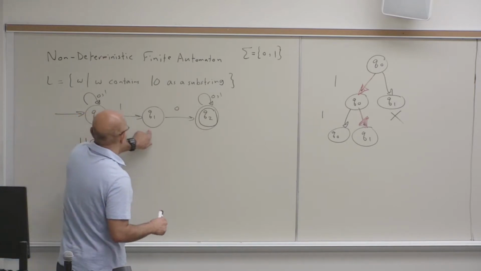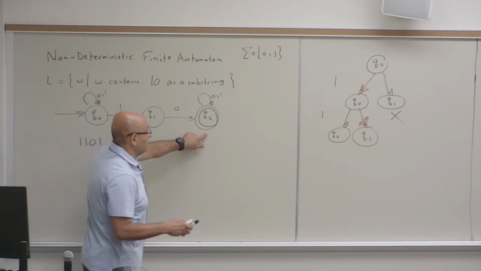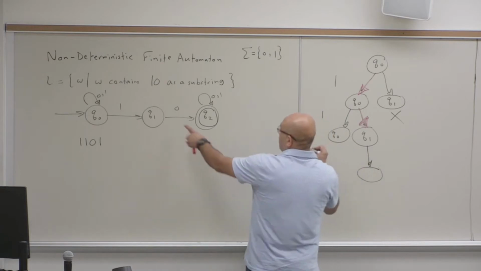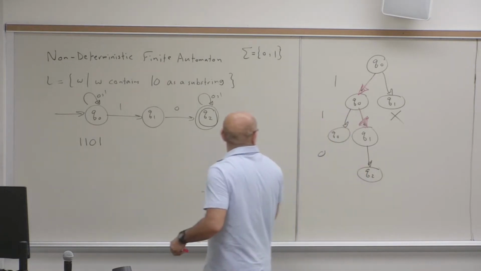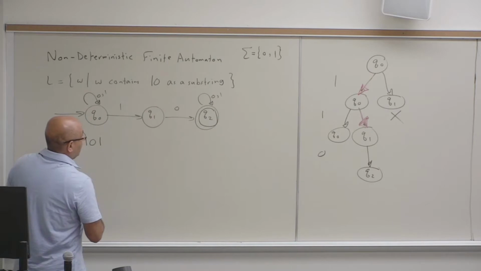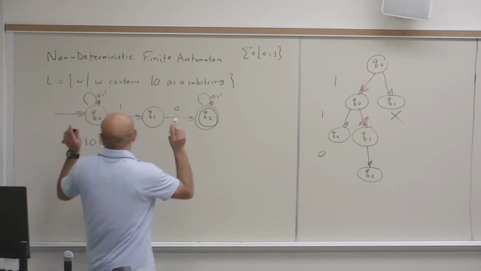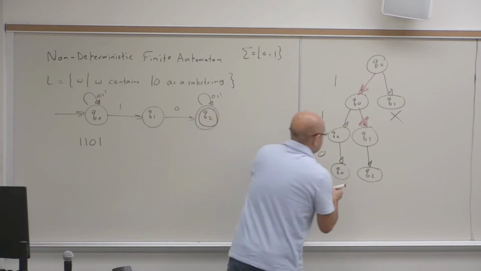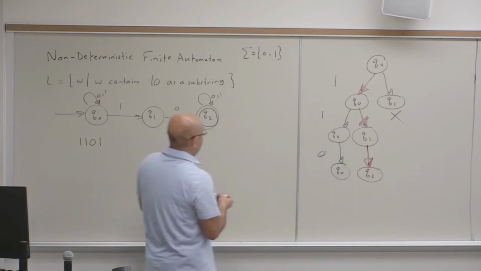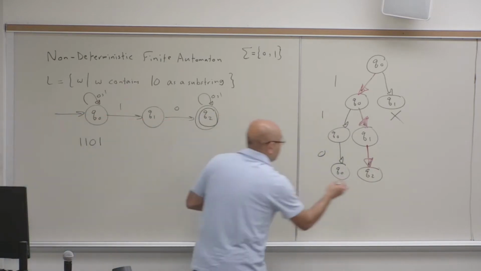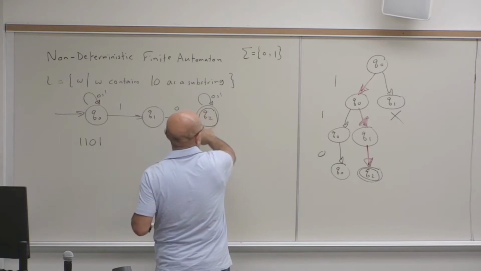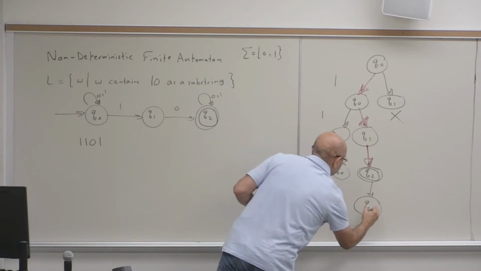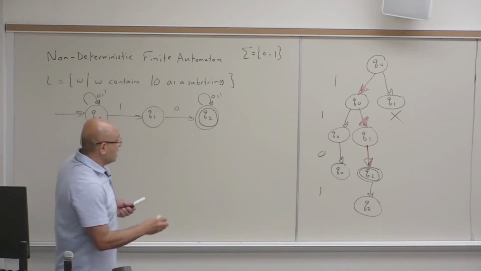The 0 puts you here in Q2, which is an accept state. Now 0 from Q0, you'll stay in Q0, but this is not the path that will lead you to acceptance. So this is the good path that will lead to Q2, and Q2 is an accept state. And then when you get the last one, you will stay in Q2, which is an accept state.